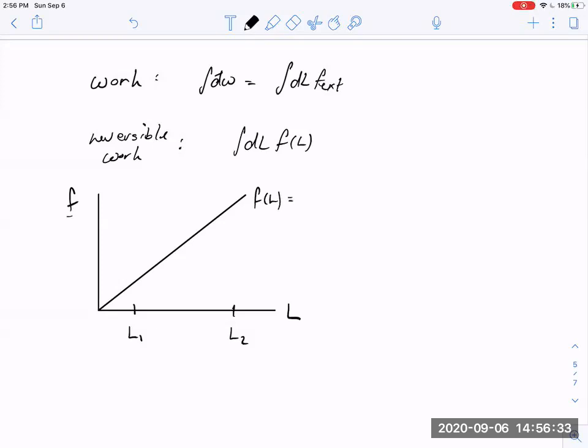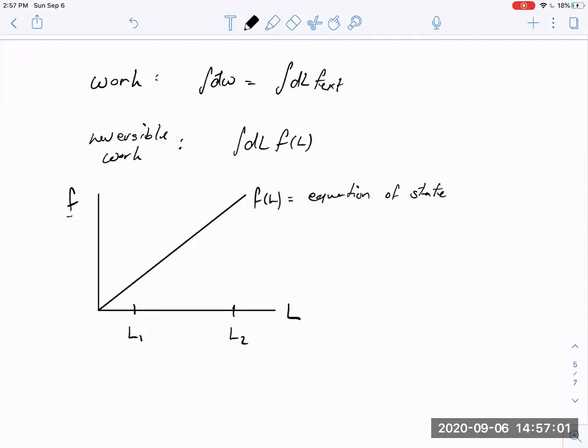A name for such a relationship between internal forces and mechanical variables is an equation of state. For an ideal gas, one would say the equation of state is the ideal gas law relating the pressure to the volume and the temperature.